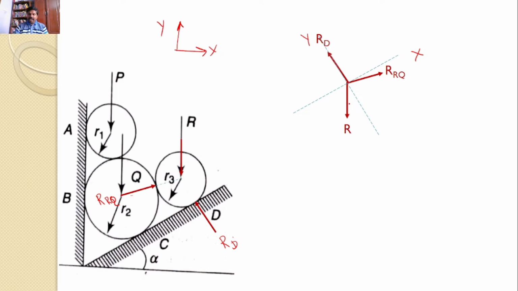Now, I would like to find the angle made by R and RQ with either the x-axis or y-axis. Clearly, we can see this line makes an angle alpha with the horizontal. Hence, this line makes the same angle alpha with the perpendicular to the trough. So, R makes an angle alpha with the vertical.